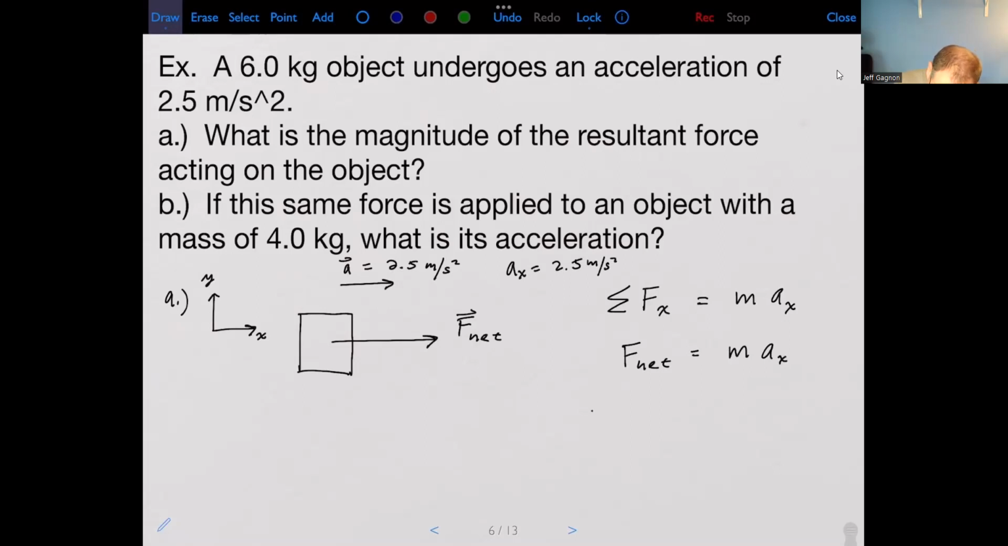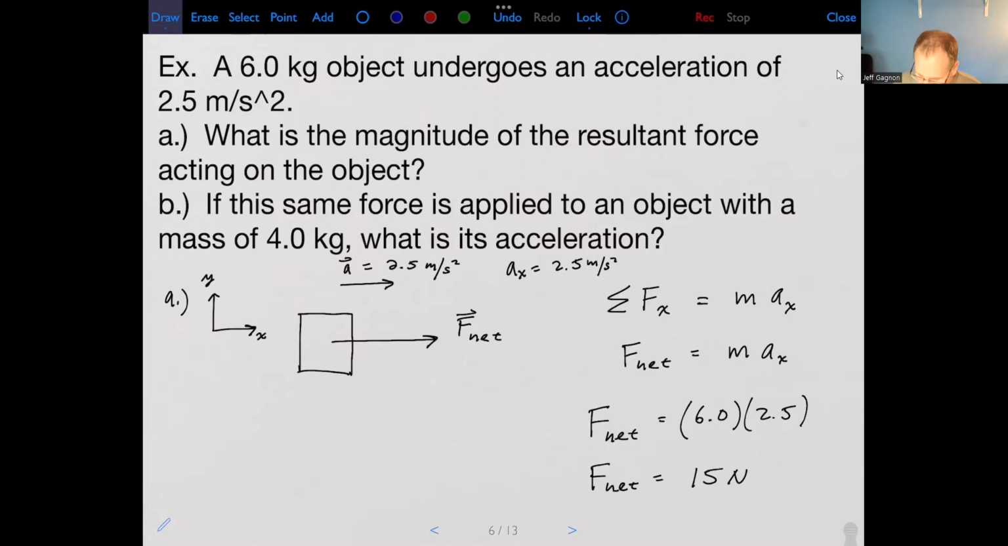So that means the net force here is simply going to be equal to the mass, which is 6.0, times the acceleration, which is 2.5. And if you work that out, it's going to be 15 newtons.